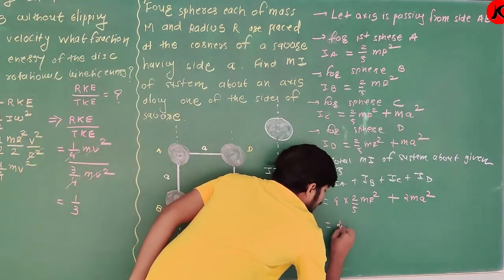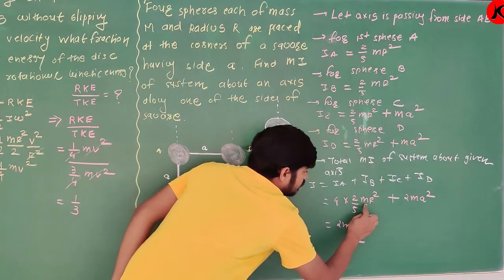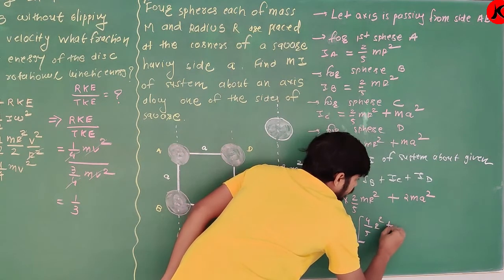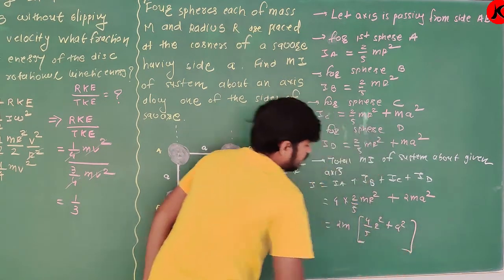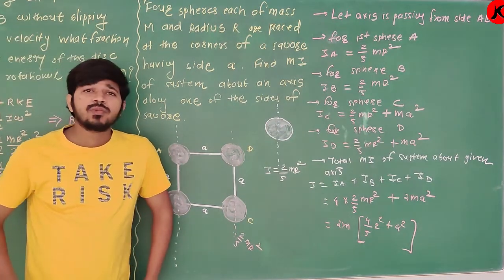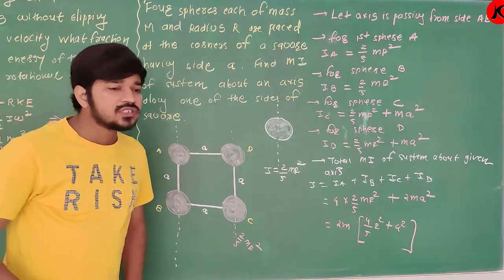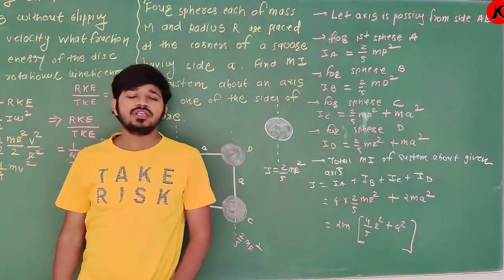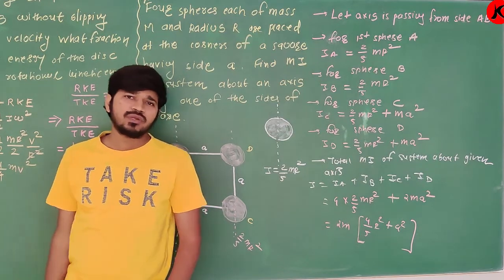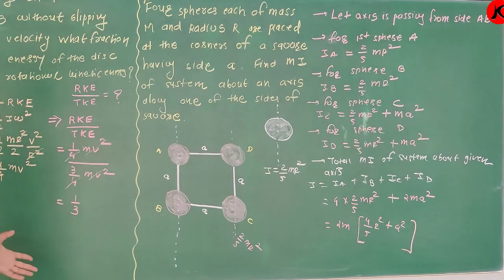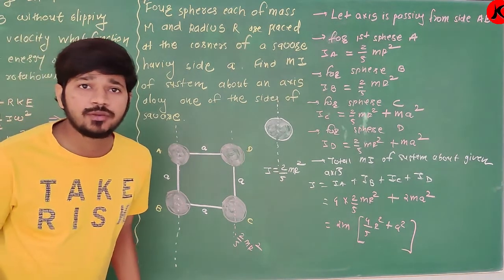Now I can take 2m common. So if I am taking 2m common, here it will be 4/5 r square, and here it will be only a square. Clear? So it is one question which is based on moment of inertia. The most important thing is about which axis you have to find the moment of inertia. There are two questions based on moment of inertia, and they are based on rolling motion. Clear about it?